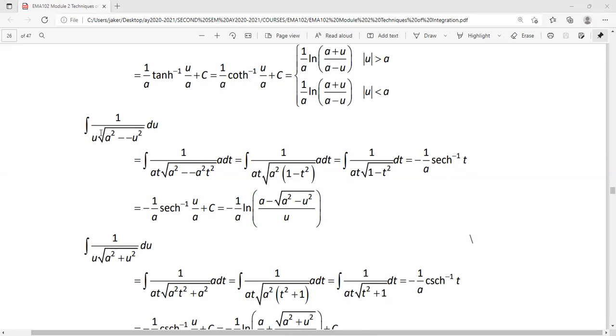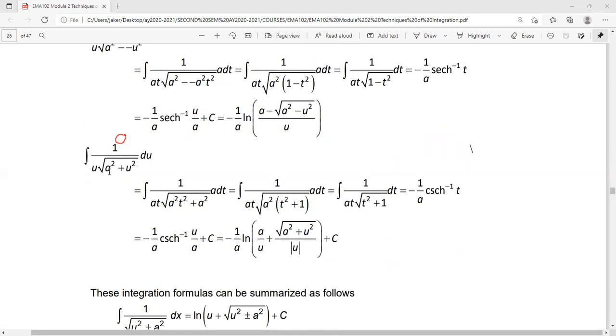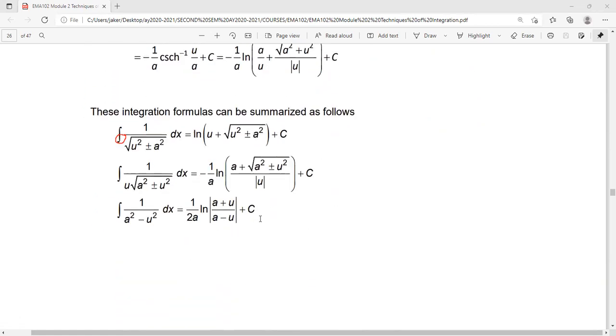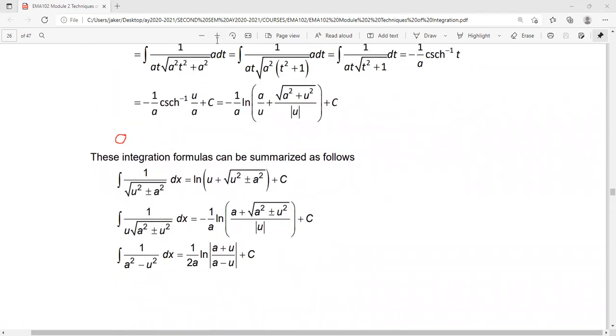Now in here, you have inverse hyperbolic secant of u only if this would be 1. There's no negative here, class. Only 1. And here also, let me just cross. So same here. You have inverse hyperbolic cosecant of u over a multiplied by negative 1 over a, and the equivalent in ln. So many formulas.